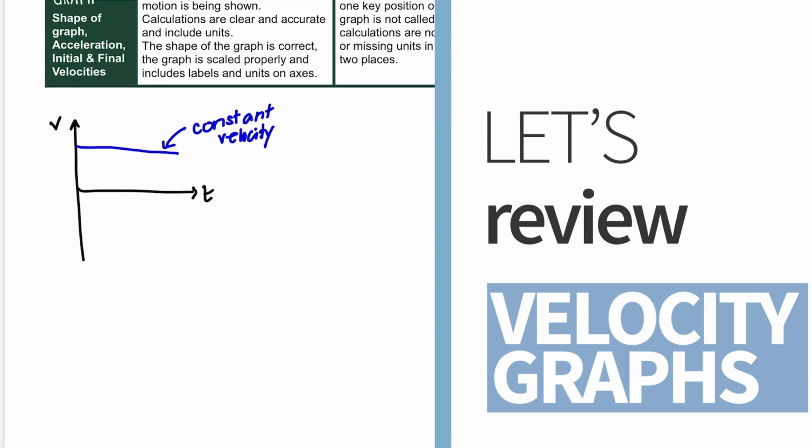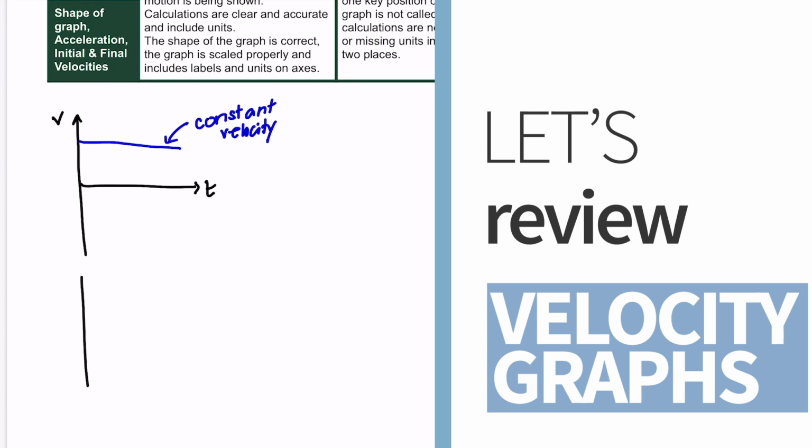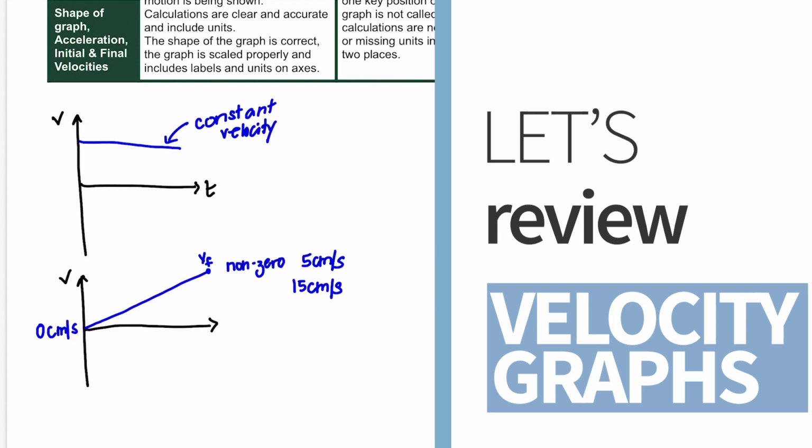Next, we're going to take a look at speeding up. So a speeding up velocity time graph is going to start from 0 meters per second, and then it's going to go up to some number. All right, so let's go with 0 centimeters per second, since your final is in centimeters. And the final velocity is some non-zero number. Maybe it's 5 centimeters per second, maybe it's 15 centimeters per second, whatever it is, it's some non-zero number. And it's going to be greater than 0 centimeters per second.